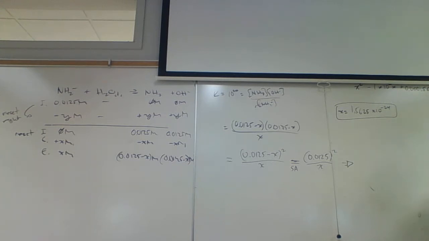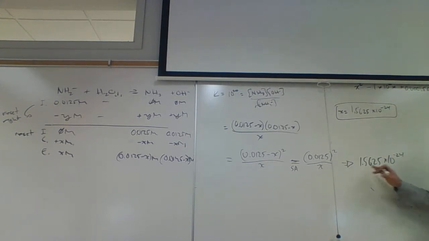And look at the answer. Using the simplifying assumption, I get 1.5625 times 10 to the minus 24. That's the same answer as the one from Mathematica, and that's pretty impressive because we did it so easily just by using the simplifying assumption.